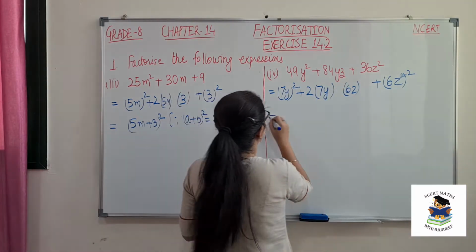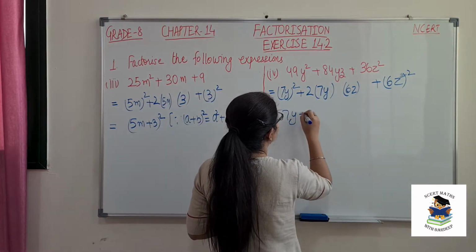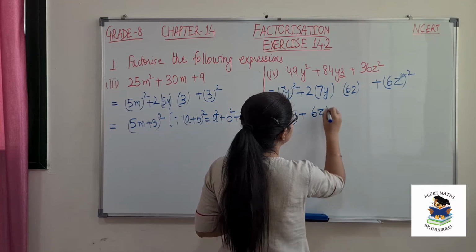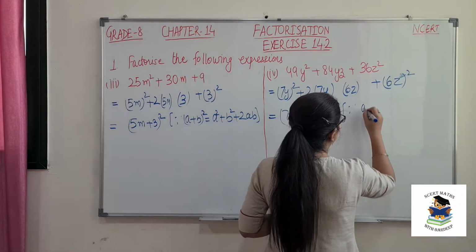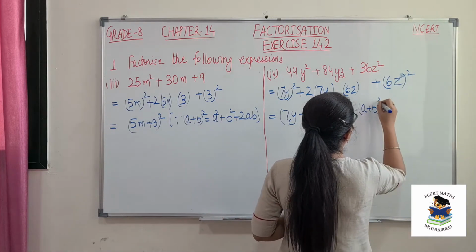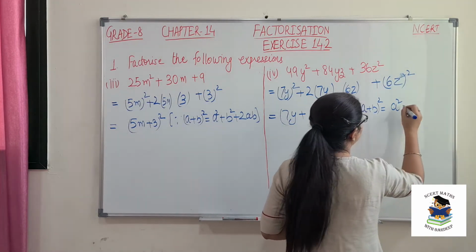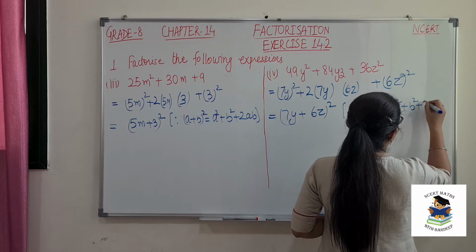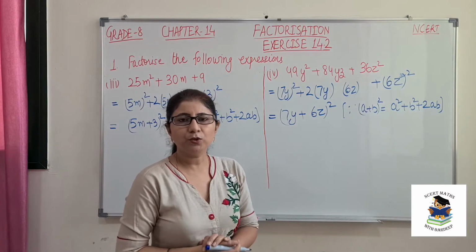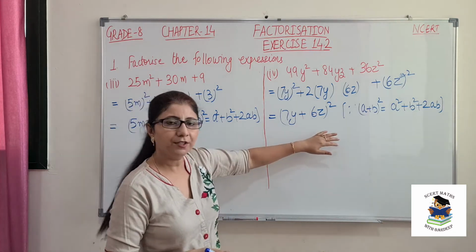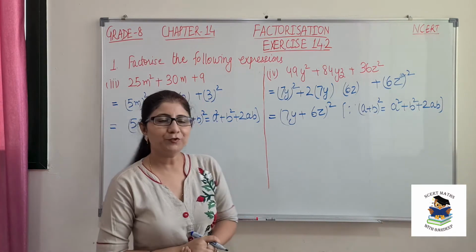So this can be factorized as 7y plus 6z whole square, because a plus b whole square is equal to a square plus b square plus 2ab. So please don't forget to write the identity that you are using. So this is our fourth question.